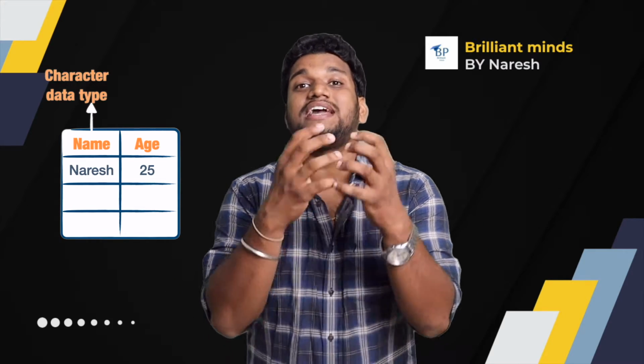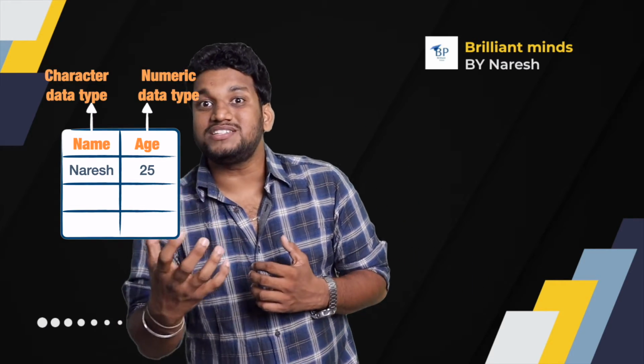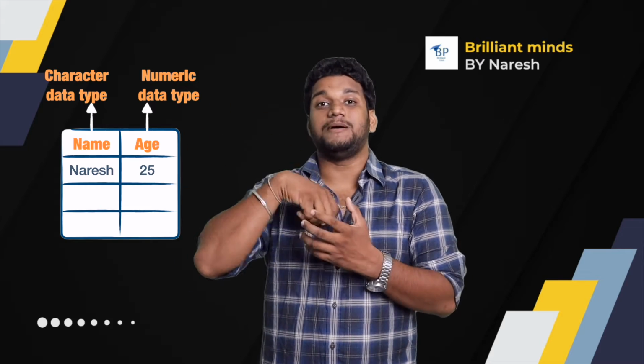Let me take one example to explain this. I have two different columns. One column name is name and another column name is age. In name, I'll give Naresh as one record, and in age, I will give 25 as one record. For name, the data type I have given is character data type, which means it will allow only characters. For age, the data type I have given is numeric data type, which means it will allow only numbers.